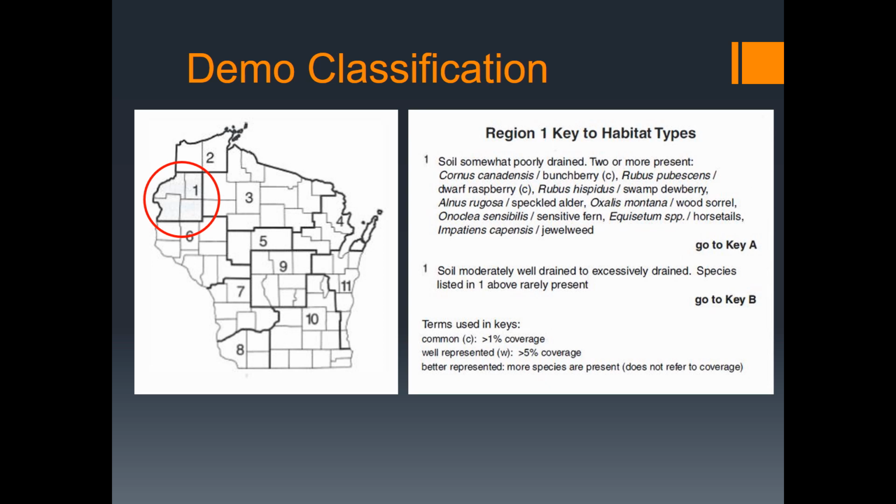So we'll read the key. So the first question, is the soil somewhat poorly drained, 2 or more species present? And those species that are present are wetland affiliated species. So it's kind of, are we in a real wet forest, or do we have soil that's moderately well drained to excessively well drained? And those species listed above are rarely present. And we're going to say in this situation we don't see any of those species. So we're going to go to key B.